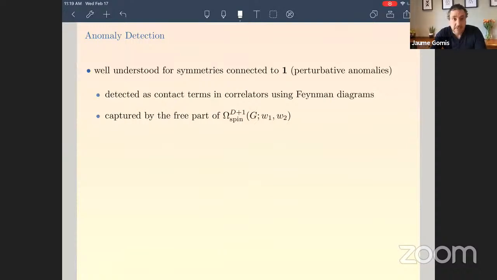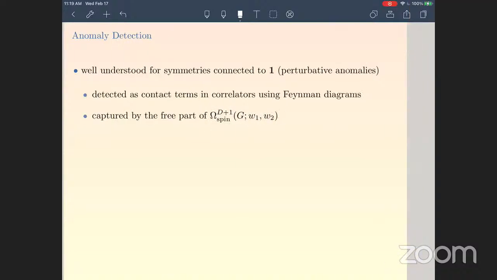But for a physicist, what we really want to know is how do we detect whether an actual physical system has a 't Hooft anomaly or not? Because at the end of the day, it's great that we know the classification, but we want to know whether we can use 't Hooft anomaly matching constraints to tell something about the system. Of course, the answer of how to detect whether a system has an anomaly is well known for symmetries that are connected to the identity. Sometimes these are called perturbative anomalies, and this can be detected as contact terms in correlation functions, and in many ways. And this essentially is captured by the free part of this spin cobordism group.